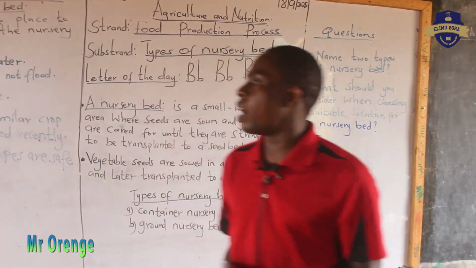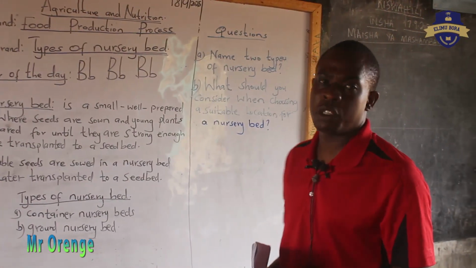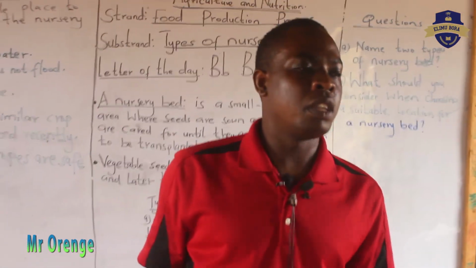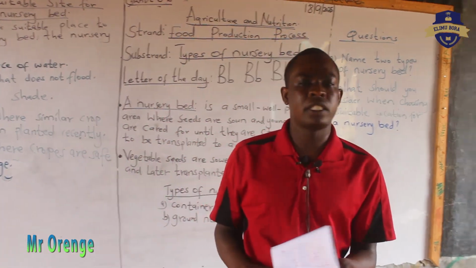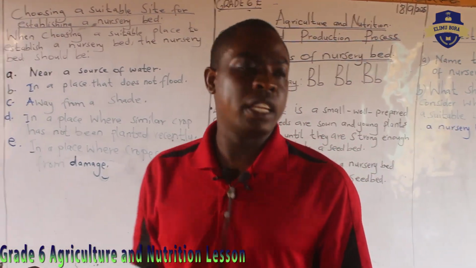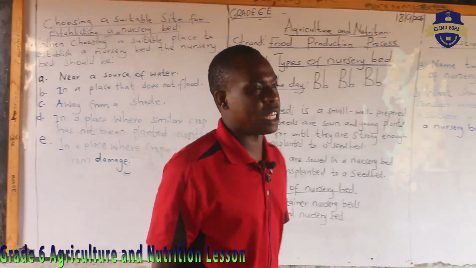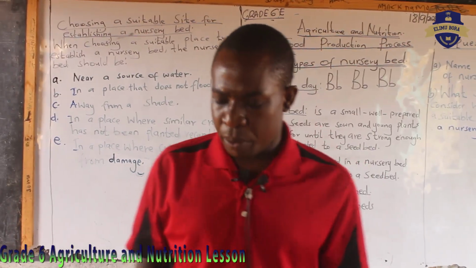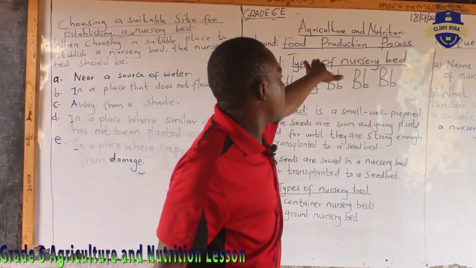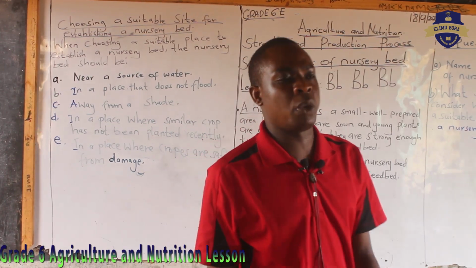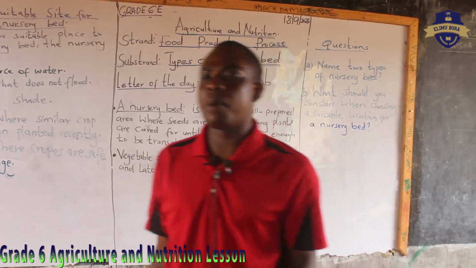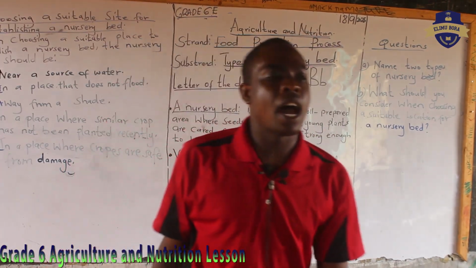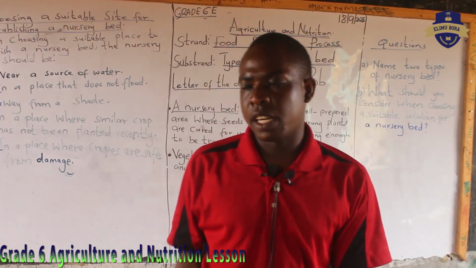Okay, welcome to our lesson of agriculture and nutrition today. We want to start by reviewing what we learned in our previous lesson. We were dealing with food production processes. In food production, we know that it is the rearing and the keeping of domestic animals.